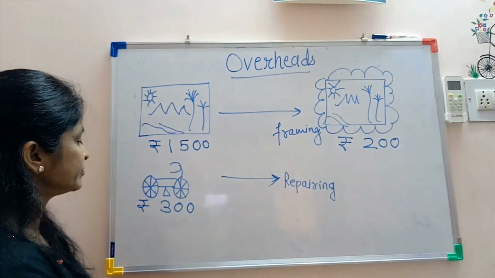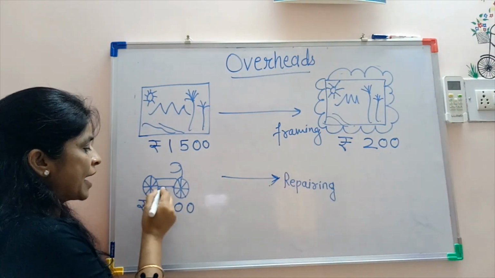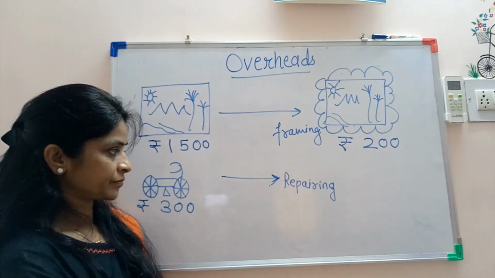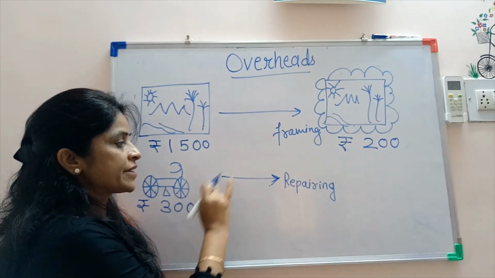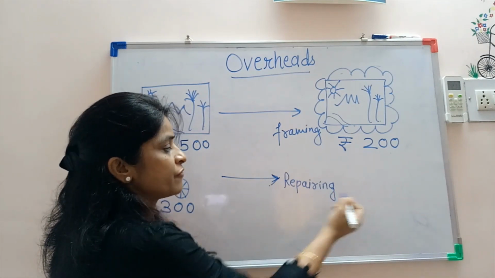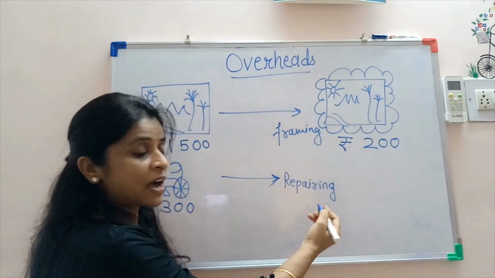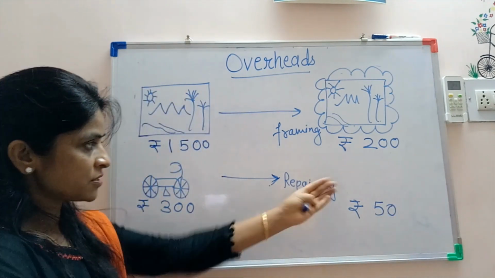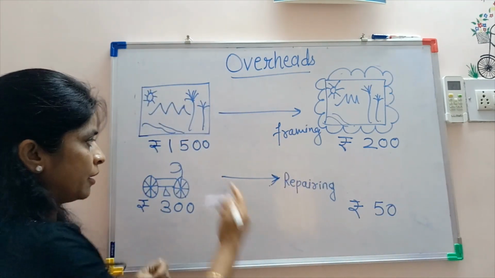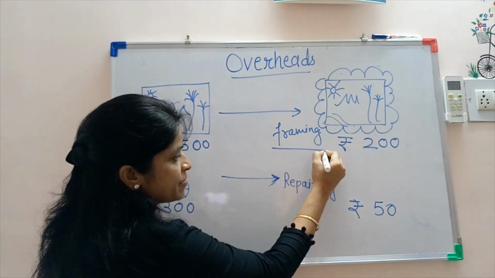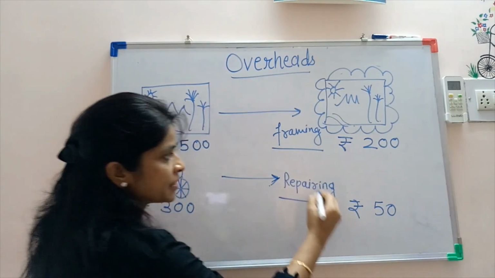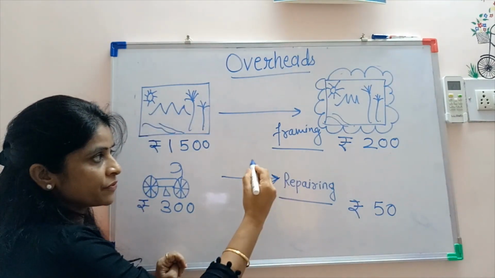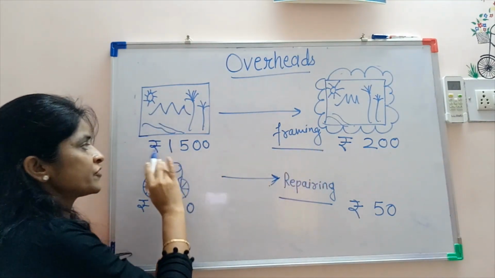One more example. I bought an old bicycle which cost rupees 300. Before use, I gave this to the mechanic for repairing. For that, I spent rupees 50. Students, you can see here, this framing and this repairing is nothing but the additional expenses which we spend after purchasing.